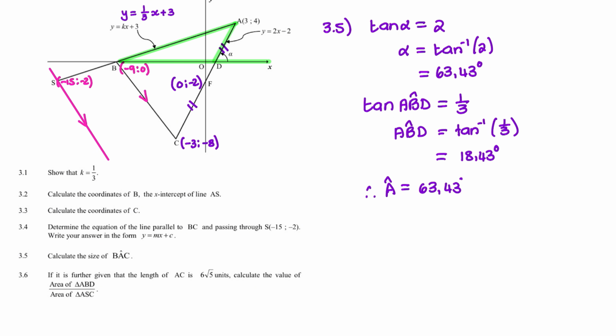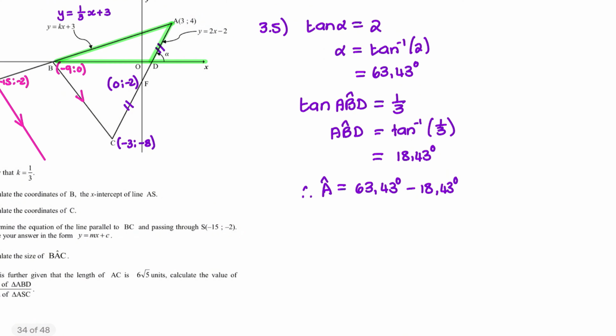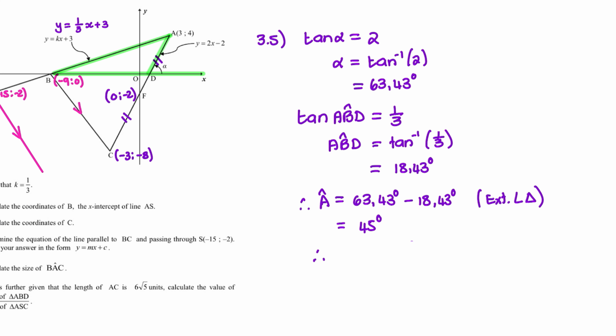And therefore, angle A, which we want, is equal to 63.43 degrees minus 18.43 degrees. And if you want, you can put down a reason: that is the exterior angle of a triangle. And that simplifies to 45 degrees. So therefore, the angle BAC is equal to 45 degrees.